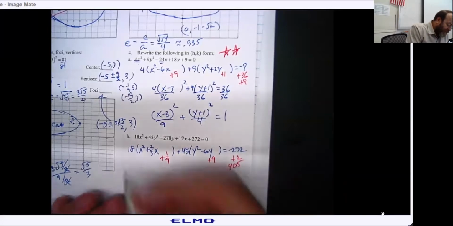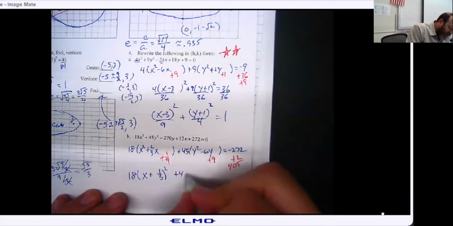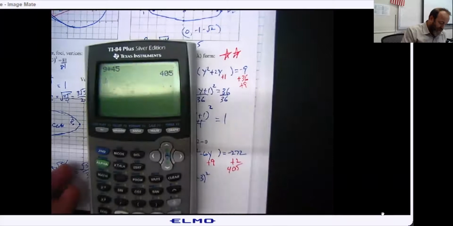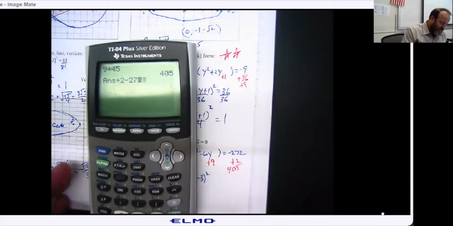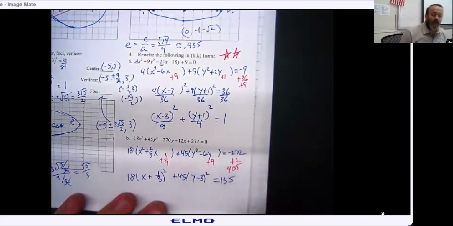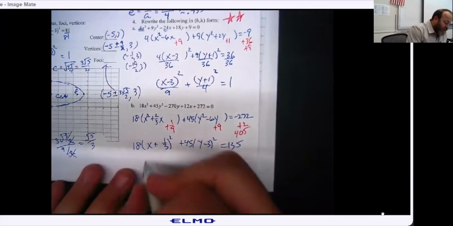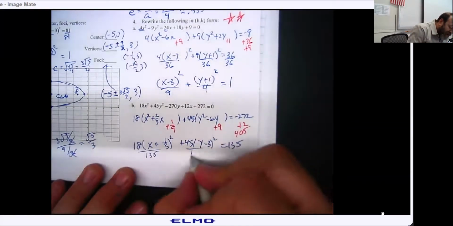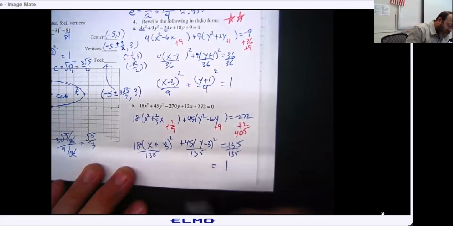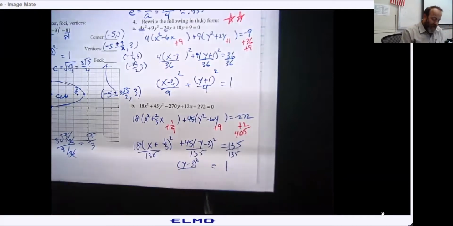So putting it all together, 18 times x plus a third. Over here, 45 times y minus a third. Let's see, so if I took 405 plus 2 minus 272, I got 135. We're super close. Actually, this is a great version of the ellipse right now, but we're going to do one more thing, and we're going to divide every little piece by 135. And so we got the one that we're hoping for. I believe I designed this to be well right here.